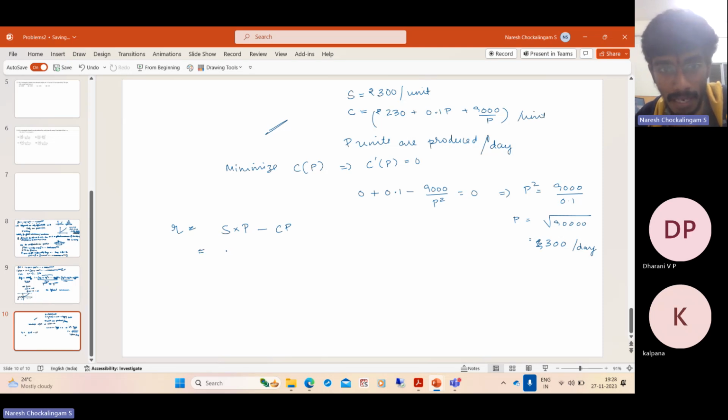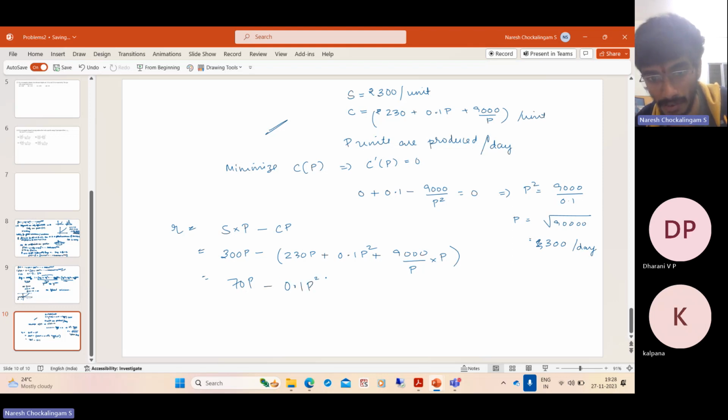So what is R? It is 300P minus 230P plus 0.1P plus 9000 by P, again into P. So 0.1P square, and this into P. So 300 minus 230 is 70P minus 0.1P square minus 9000, assuming P not equal to 0. If P is equal to 0, you can't do the cancellation. But if P is not equal to 0, this is the profit per day.